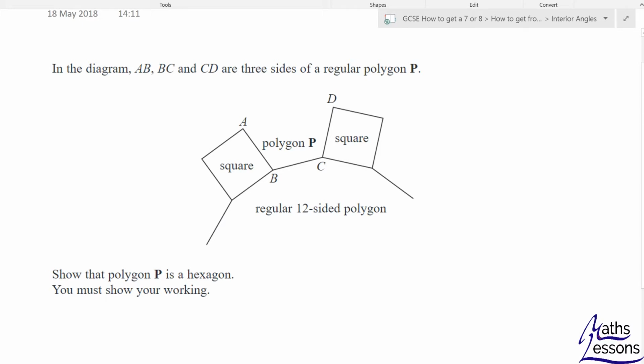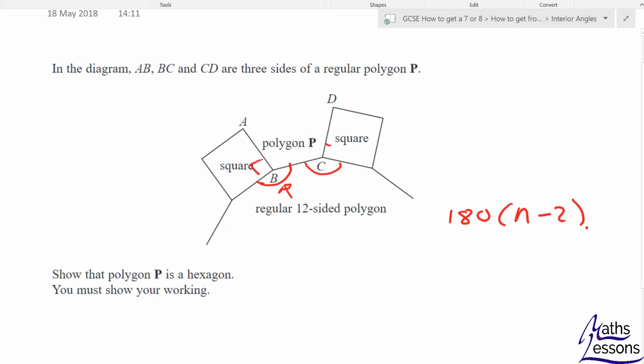Right, okay, let's have a go at this question. We know we've got a regular 12-sided polygon, so we've got our formula of 180 times (n minus 2), and that will give us our interior angle sum. What we've got to do is find this angle here, or this angle, it doesn't really matter. We could choose one or the other.